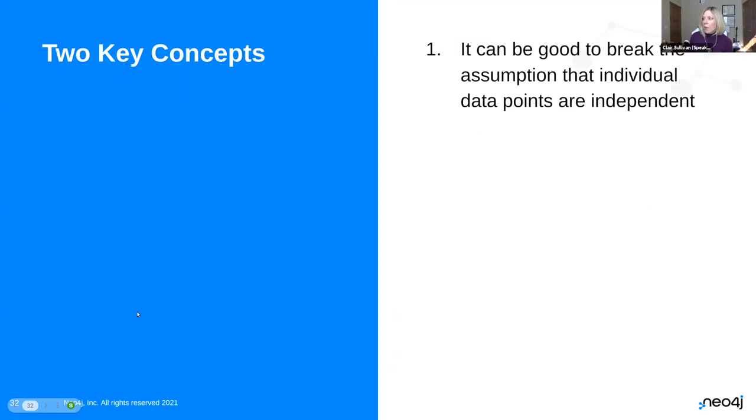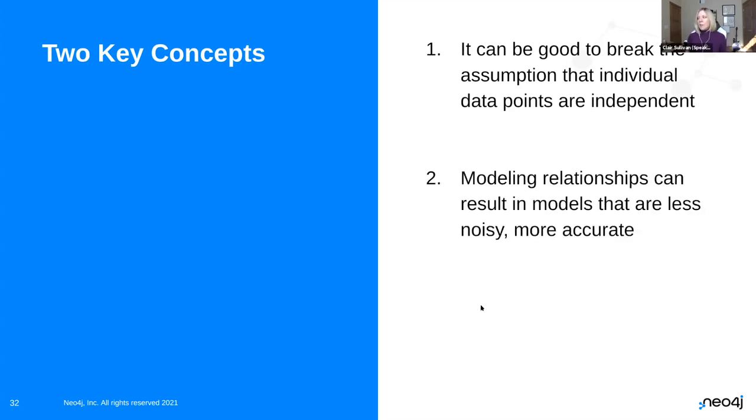So the first one was that it can be good to break that assumption about the rows being uncorrelated. We have seen examples of that today where the individual data points are correlated and our machine learning assumptions about the independence of each data point were broken. Second, modeling relationships can result in models that are less noisy. Think about that. NLP is very noisy. It's hard. That's why you have NLP experts out there. But the graph, the relationships between those multiple papers, is non-ambiguous. It is significantly less noisy when we looked at this problem that way.